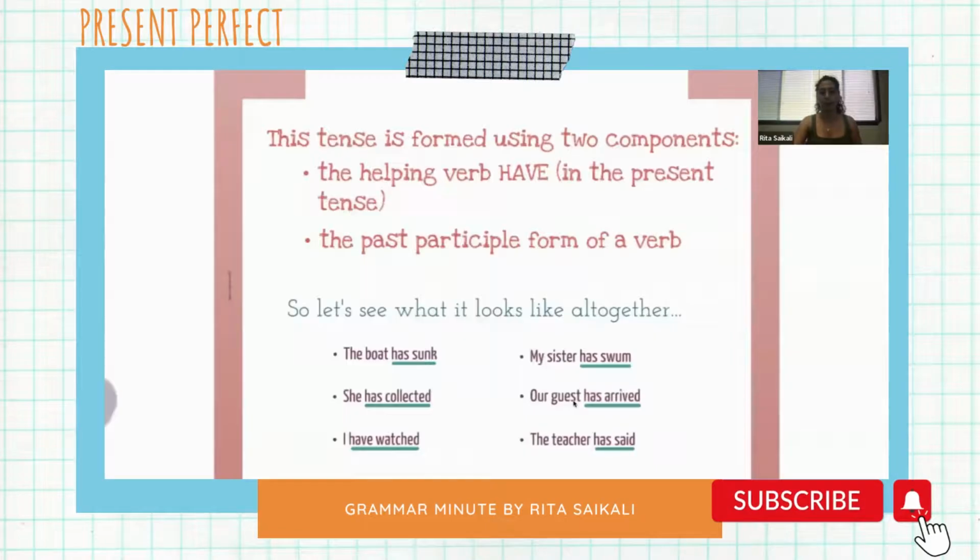Any questions so far? No. All right. So this tense is formed using two components. It means that it has two parts to it. It has the verb to have, and then the past participle of the main verb. And this is usually the verb with ed.